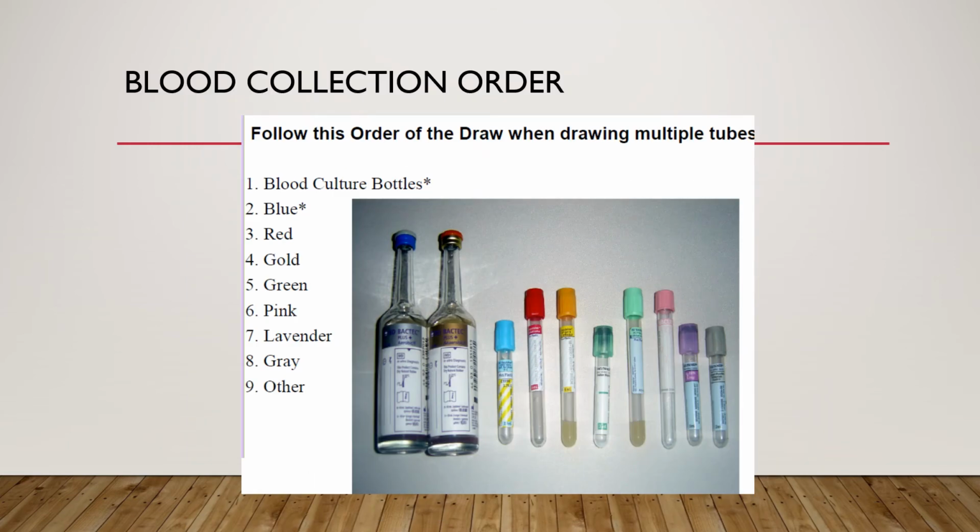This is just a suggested blood collection order. So ideally you should collect blood first in the blood culture bottle, then in the blue bottle, which is the citrate vial, then the red and the gold, the clotted samples, then the heparin vial, green vial, then the lavender, pink, and gray, and so on. So that gives us the best laboratory results when we are sending samples from the central line.